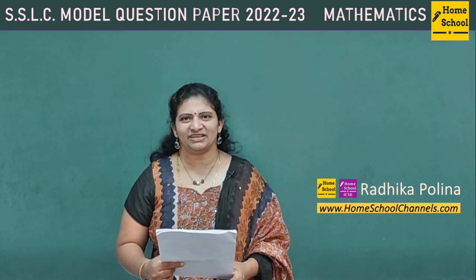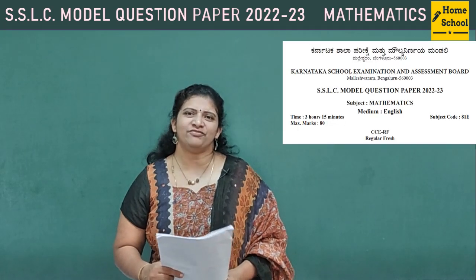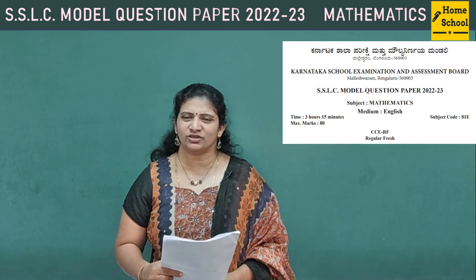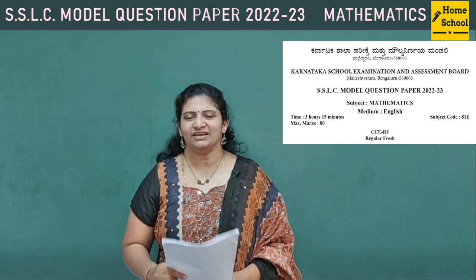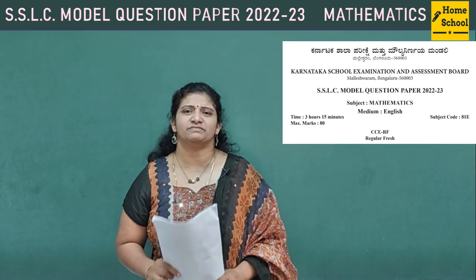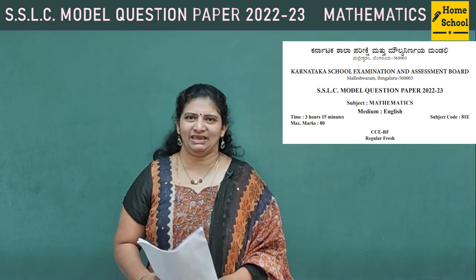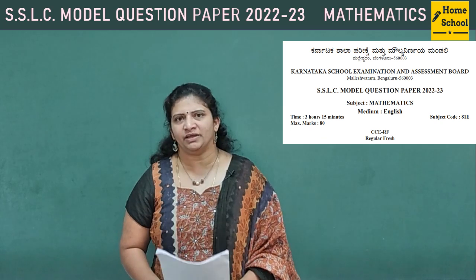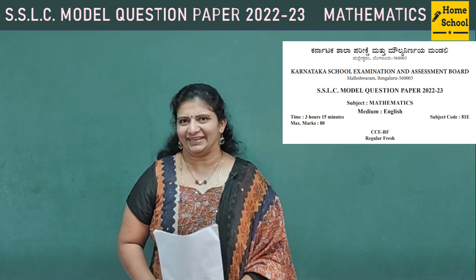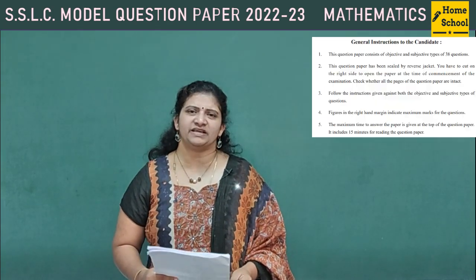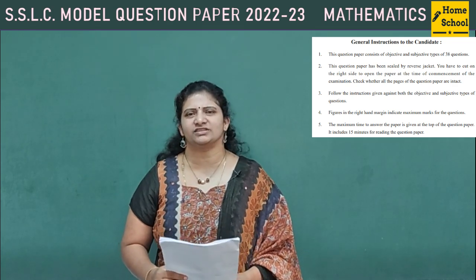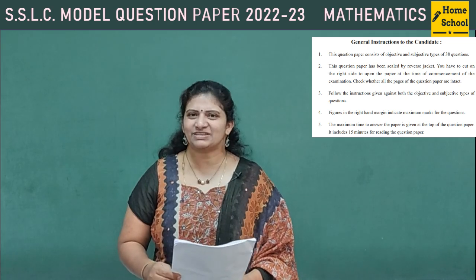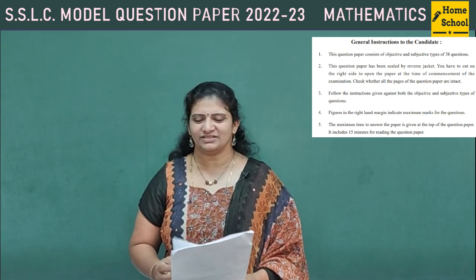Karnataka School Examination and Assessment Board have released SSLC model question papers for the academic year 2022-23. Subject Mathematics and your subject code 81E. Time allotted for this paper 3 hours 15 minutes. Total marks 80. If you look over first page, you will be having some general instructions for the candidates. So please look over those and let's quickly begin the answer key for this.